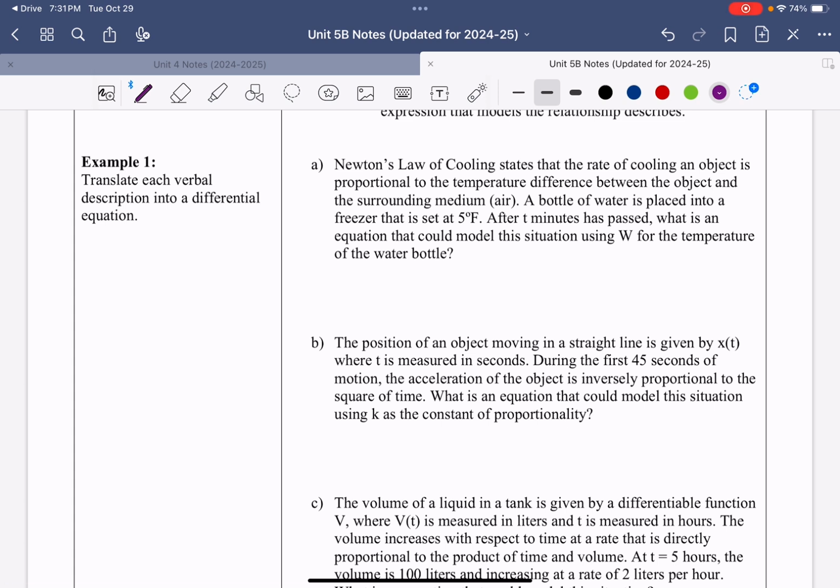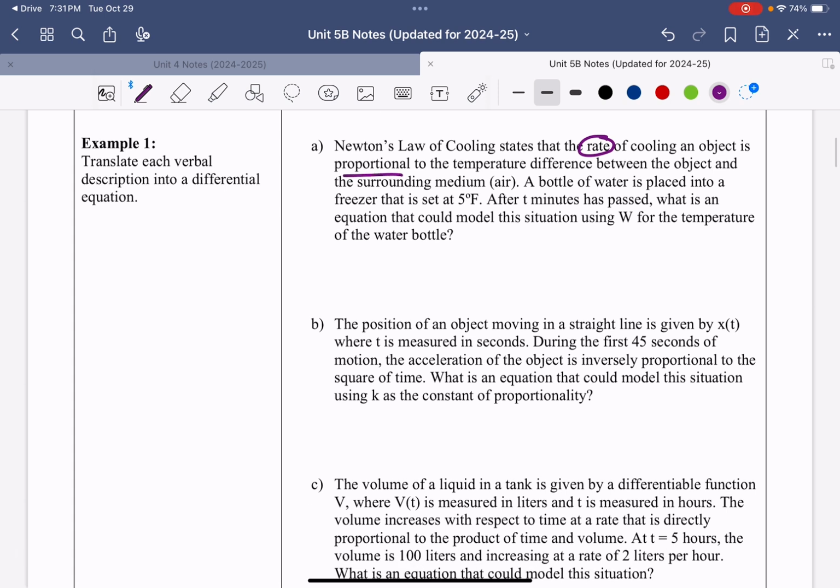There are a couple of words that we're going to go through and underline. First, I see the word rate. Newton's law of cooling states that the rate of cooling of an object is proportional to the temperature difference between the object and the surrounding medium. There's a bottle of water placed into a freezer that is at 5 degrees Fahrenheit. After t minutes have passed, what's the equation? W is going to stand for the temperature of the water bottle.